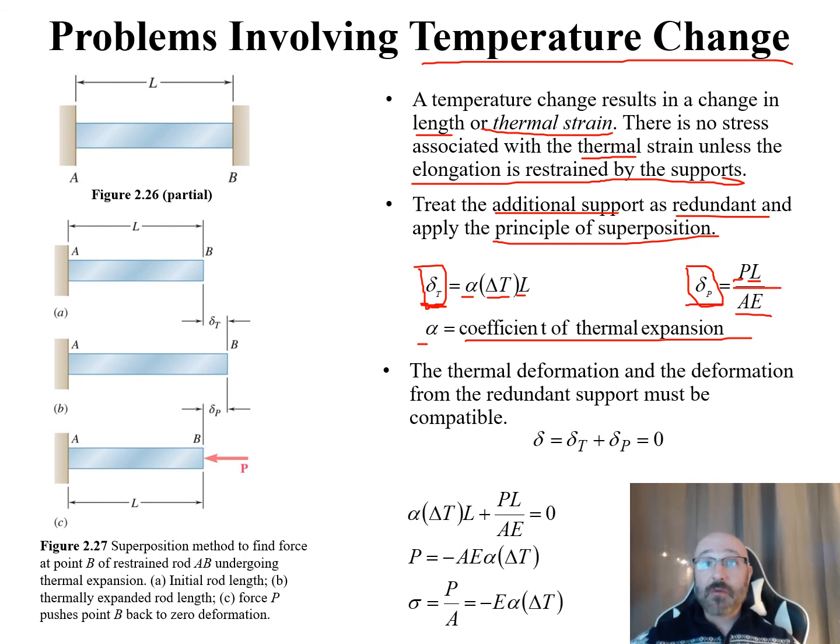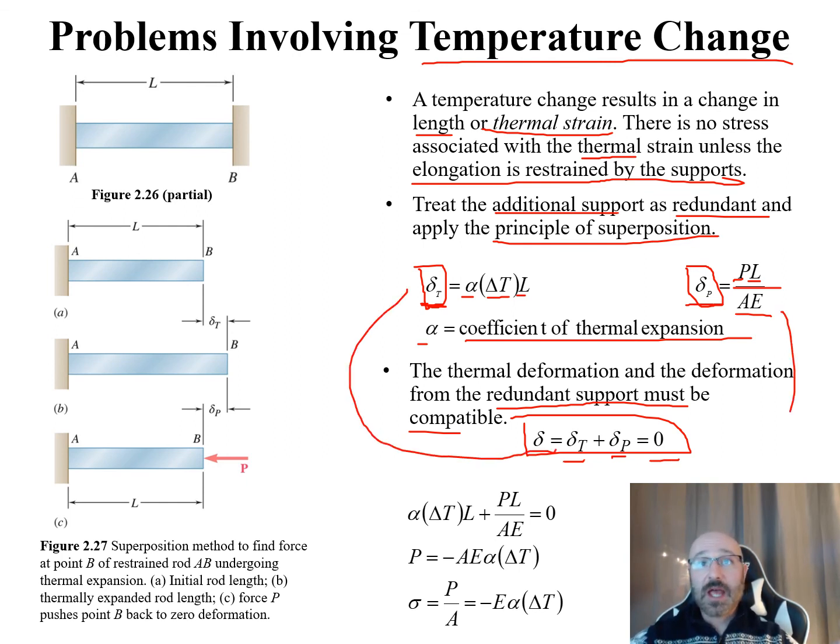This thermal deformation and the deformation from redundant supports must be compatible. So we have this relationship that our delta is equal to our delta T plus our delta P, which is then equal to 0. From that, we can start plugging in these relationships for our delta T and our delta P, and we end up with this relationship down here. Now we have our alpha, the coefficient of thermal expansion, times the change in temperature, times L, the length, plus our delta P, our load times our length, divided by our area times our modulus of elasticity, equal to 0.